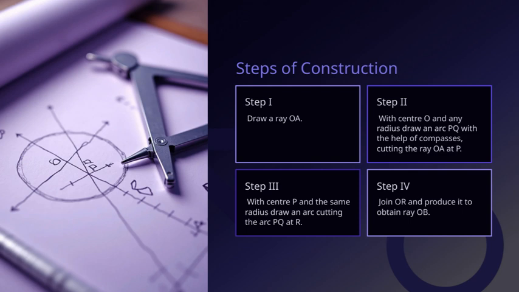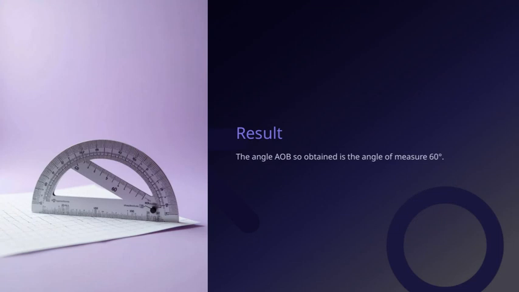of mastering geometric techniques. Now, as we see here, the angle AOB that we've obtained measures exactly 60 degrees. This is a key result because it confirms our earlier calculations and the geometric construction we performed. Recognizing that this angle is 60 degrees allows us to connect it to the properties of equilateral triangles and other related geometric figures we've discussed.